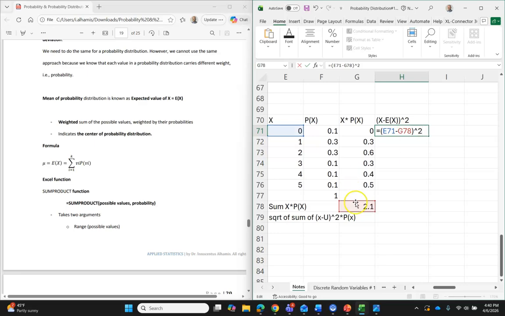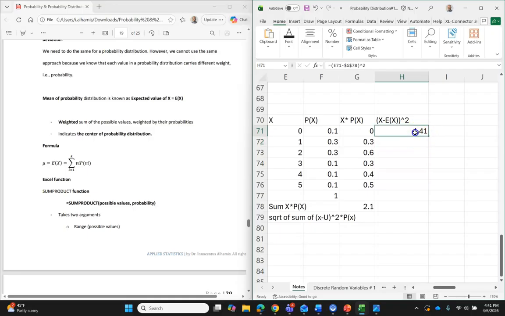And all we need is to lock down this value so that we can take all these other values, and they will refer to this. They will minus this particular value. And so all we have to do is to put the dollar sign here for this column. So put 2 dollar signs here, and we can now enter.